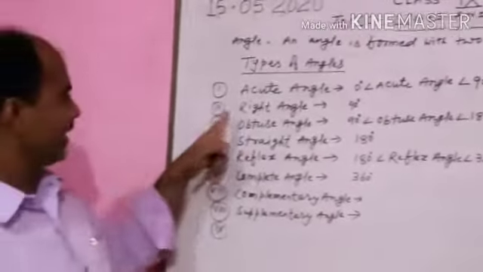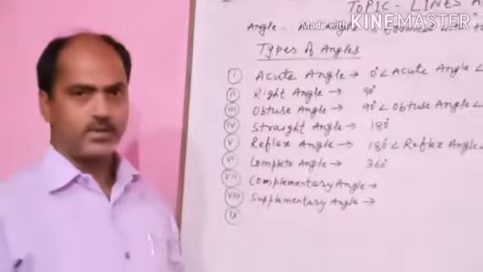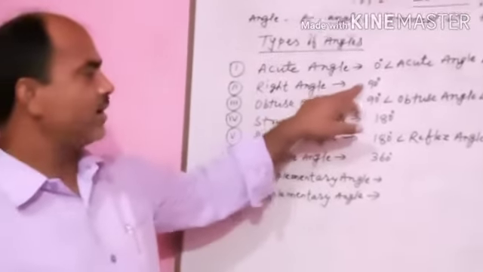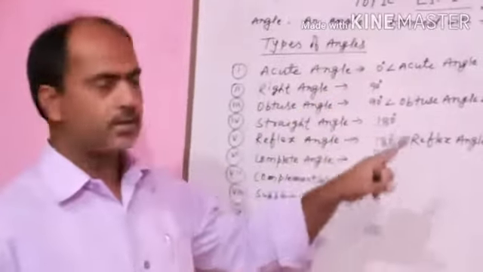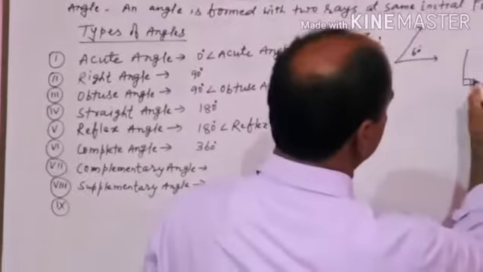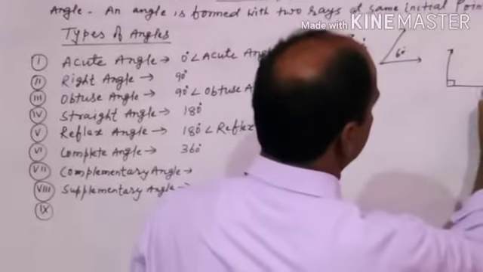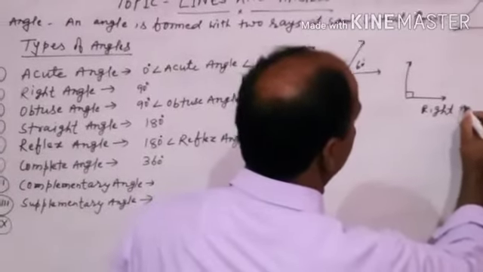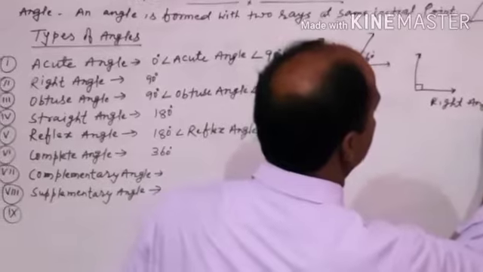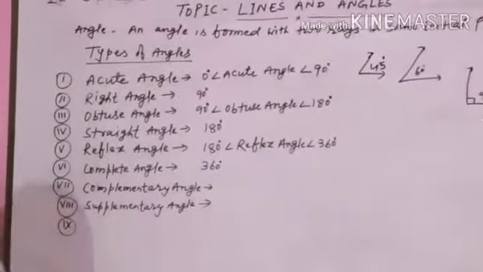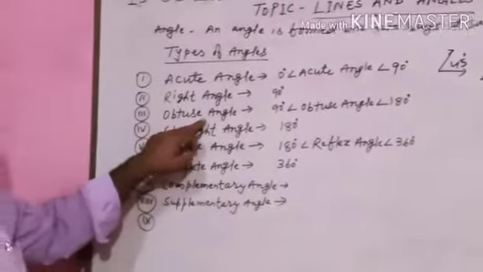Now students, second, right angle. An angle whose measurement is equal to 90 degree is called a right angle. Such as this right angle, 90 degree.